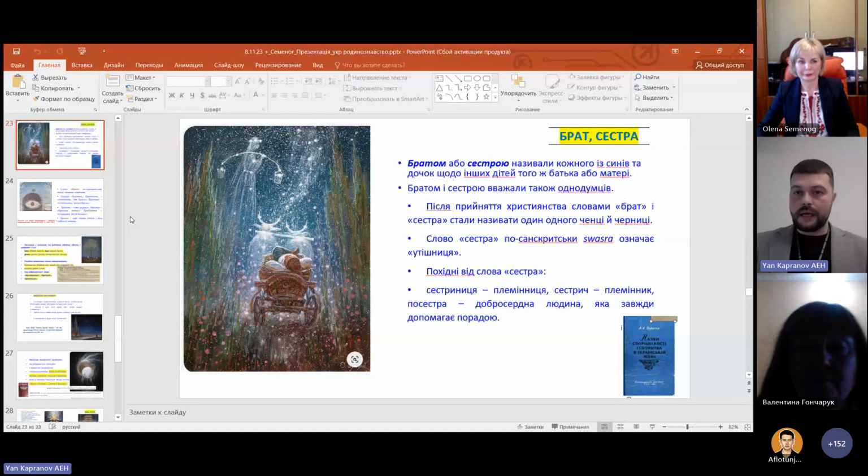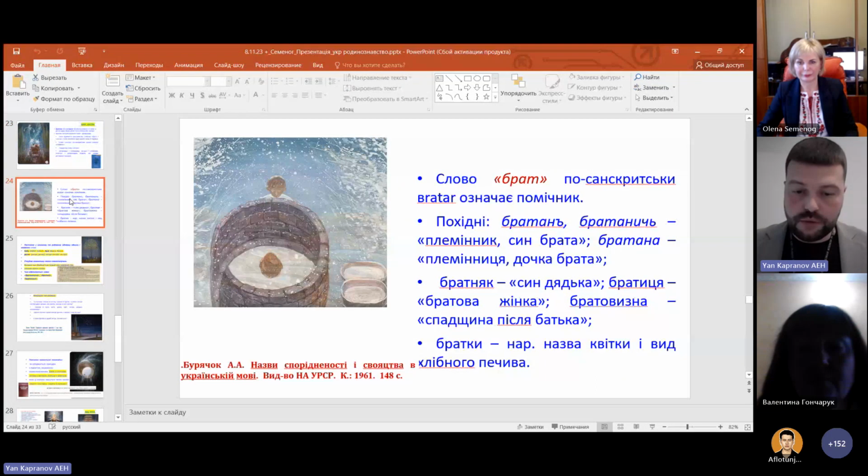And the word sestra, you see, yes, the word sister in Sanskrit, swastra, means comforter. Derivatives of the word sister are as follows: sister, niece, sister, nephew. Yes, the stepmother is a kind-hearted person who always helps with advice. On the next slide, the word brother: the Sanskrit word brother means helper. So it means someone who helps, yes.